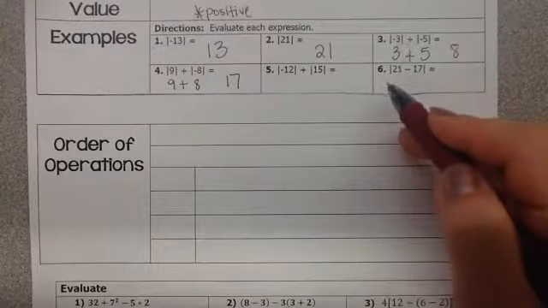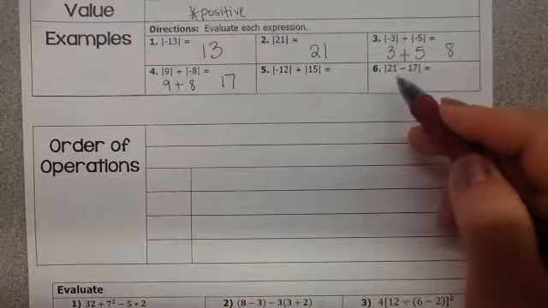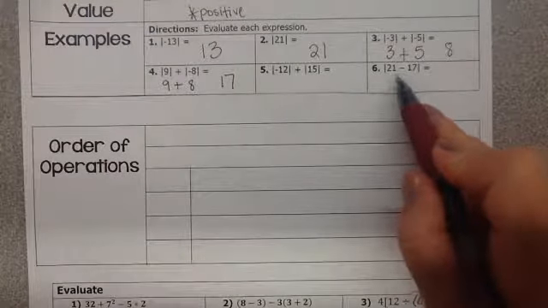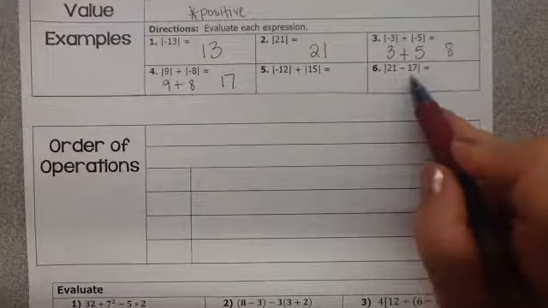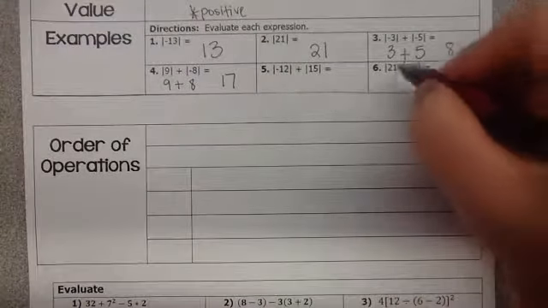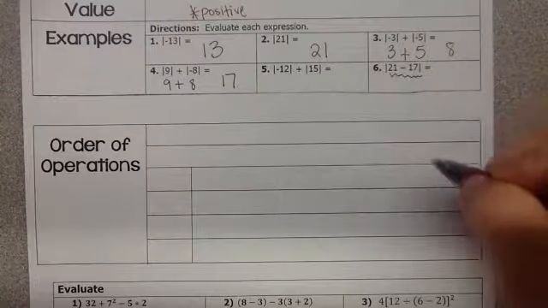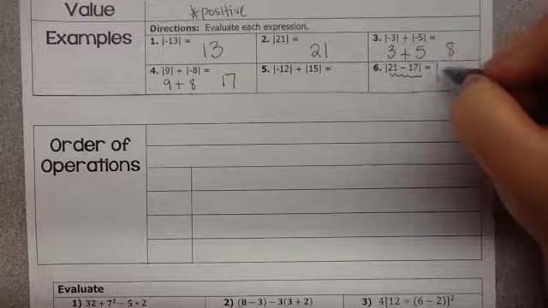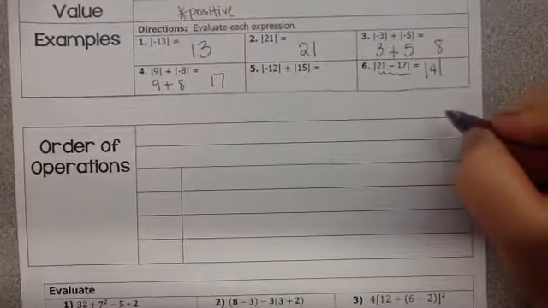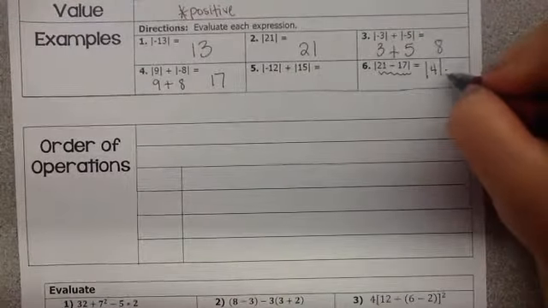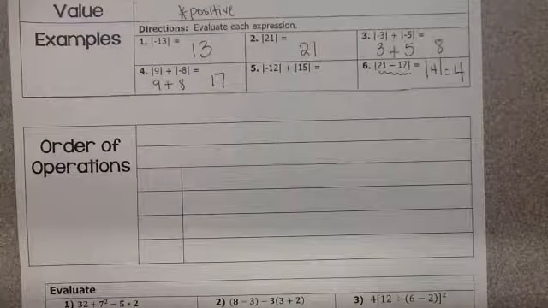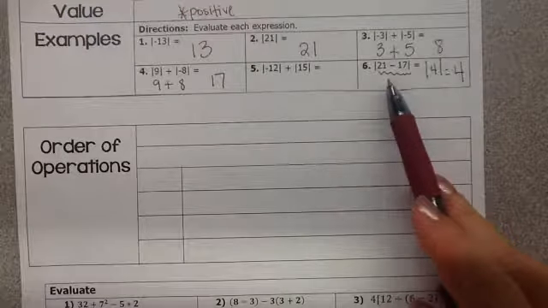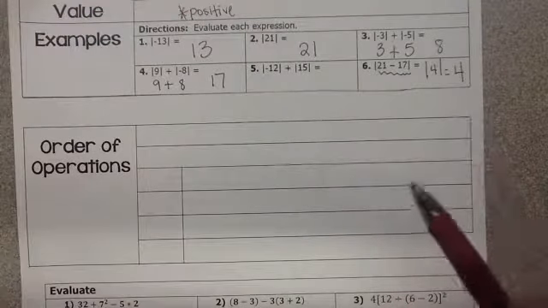Skip number 5. When we look at number 6, I can't take the absolute value of each one yet because they're both inside the same bars. So what this means is you have to figure out what number is inside first. So 21 minus 17 is 4. Now the absolute value of 4 is positive 4. So since the subtraction was inside those absolute value bars, you had to do the subtraction first, then absolute value.